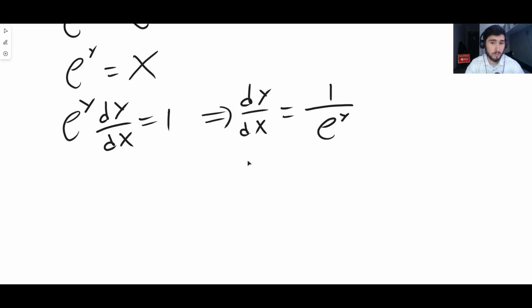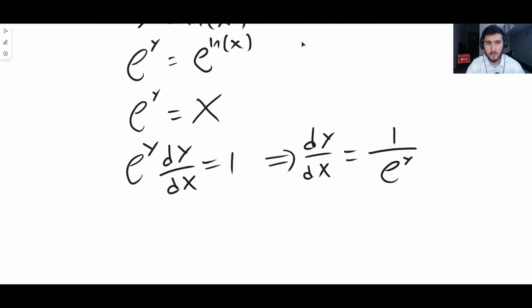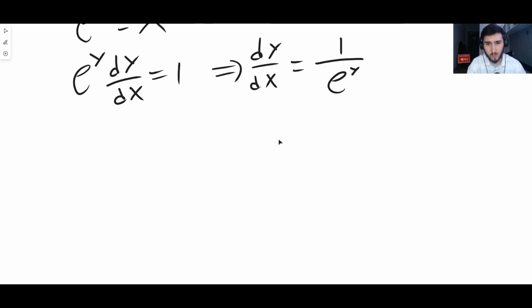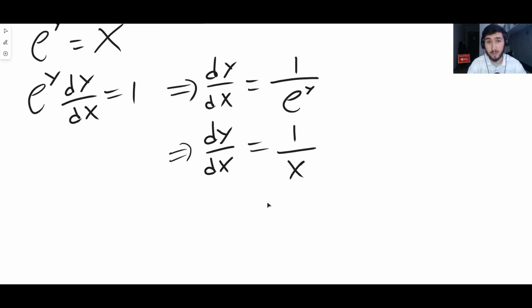But this isn't a problem, because how have we defined e to the y? Remember, we said that e to the y is equal to x. We deduced that earlier, which means you are totally fine replacing that e to the y with an x. Therefore, dy dx is equal to 1 over, not e to the y, but because e to the y is equal to x, 1 over x. So the derivative of the natural log of x is 1 over x. And that's everything that you need to know.